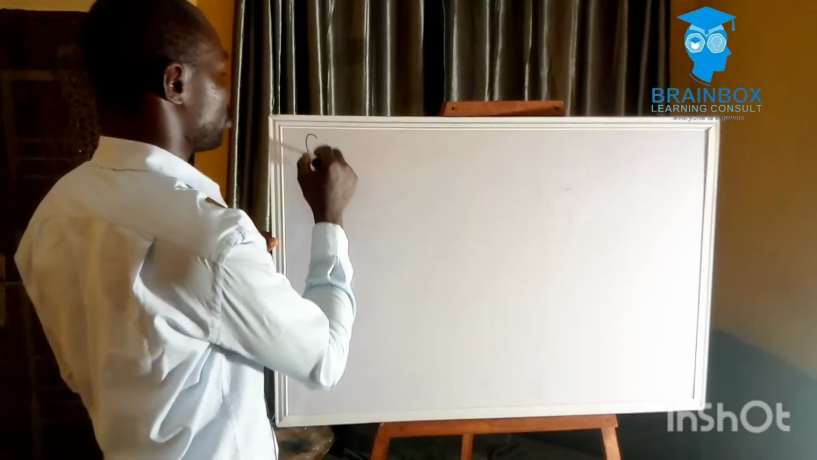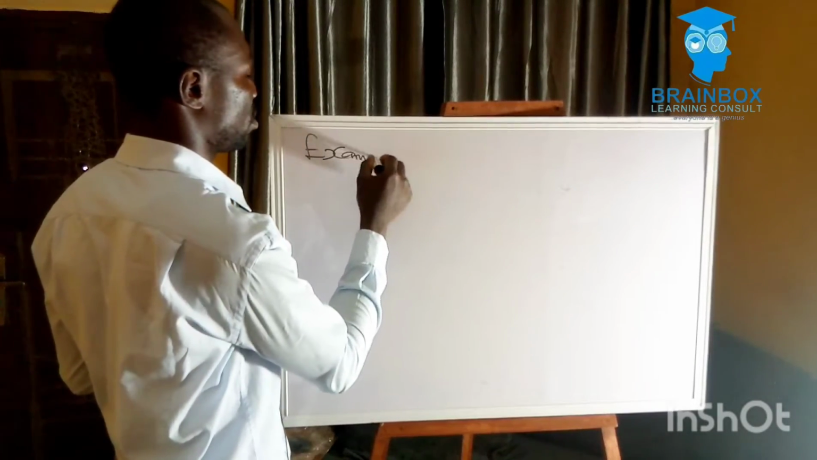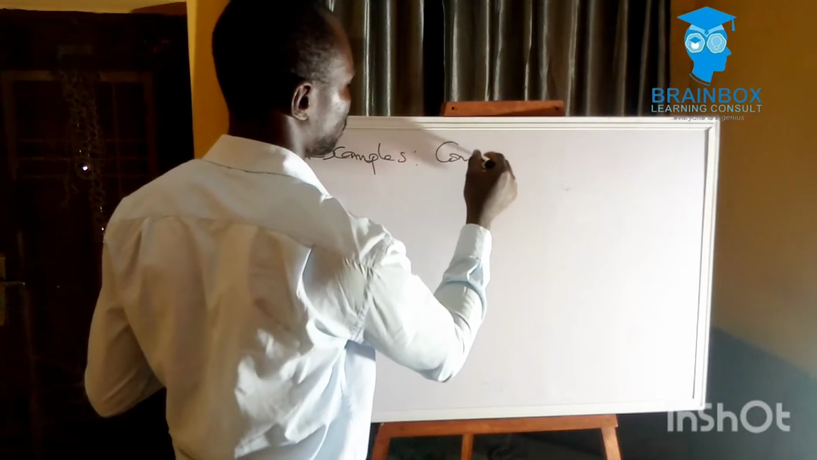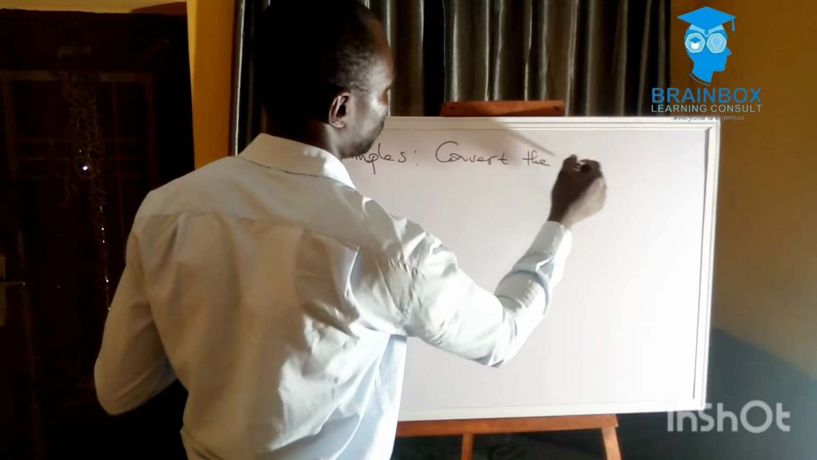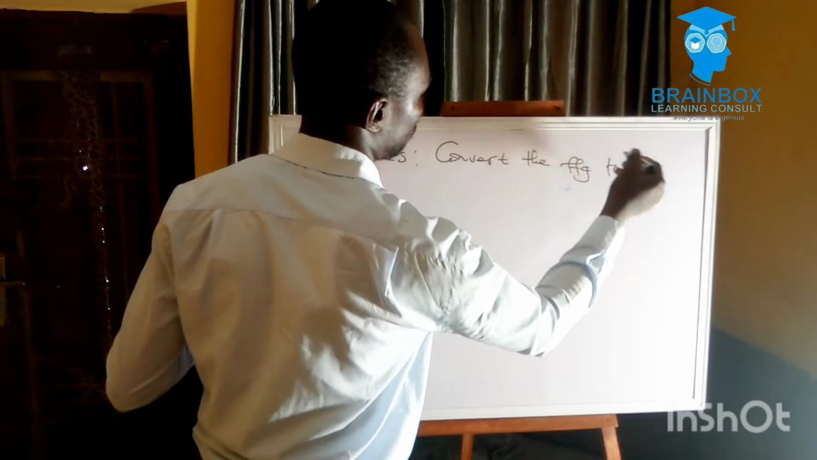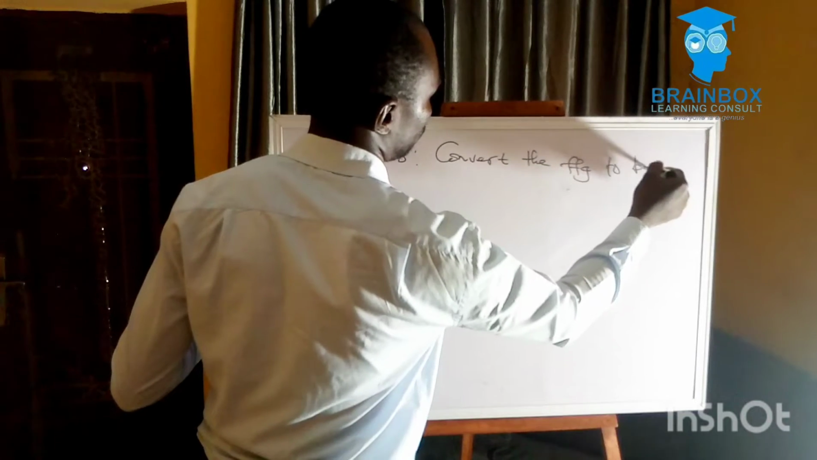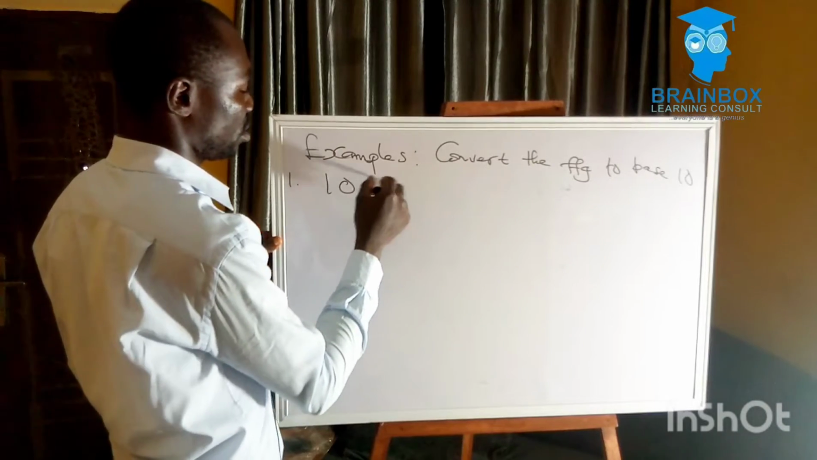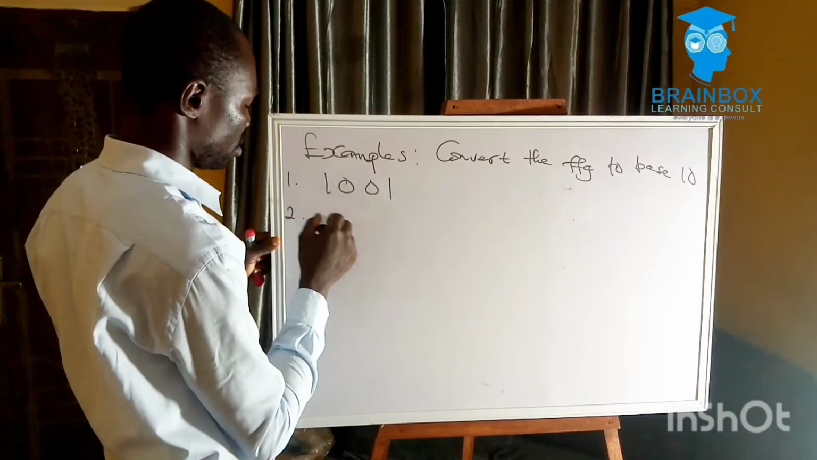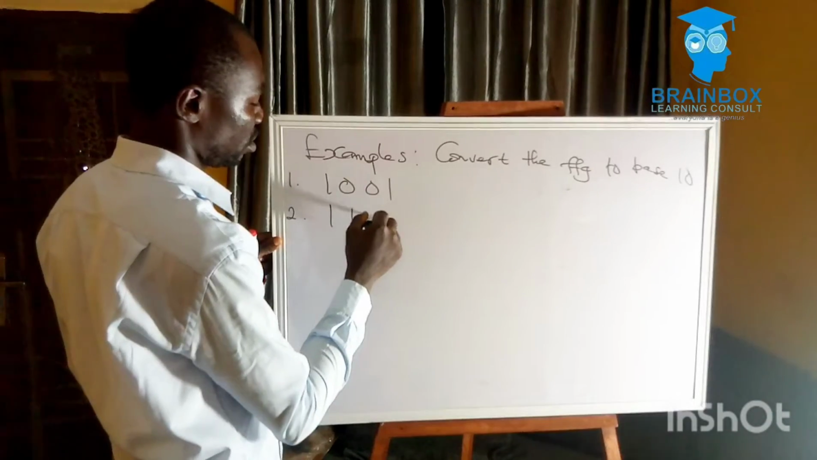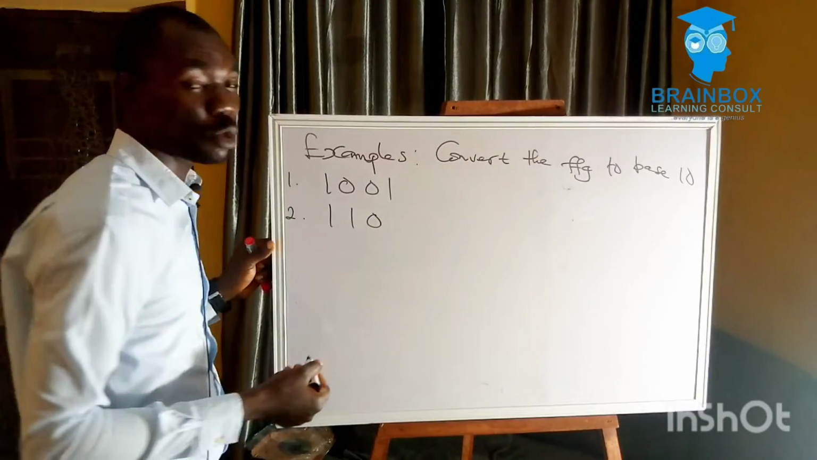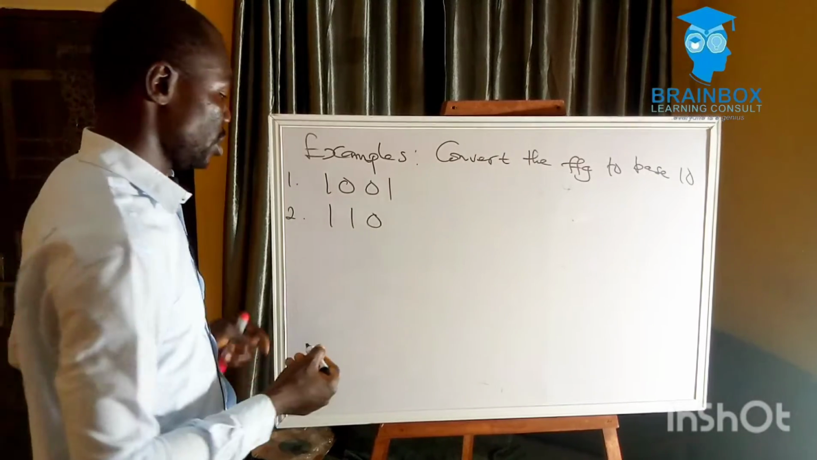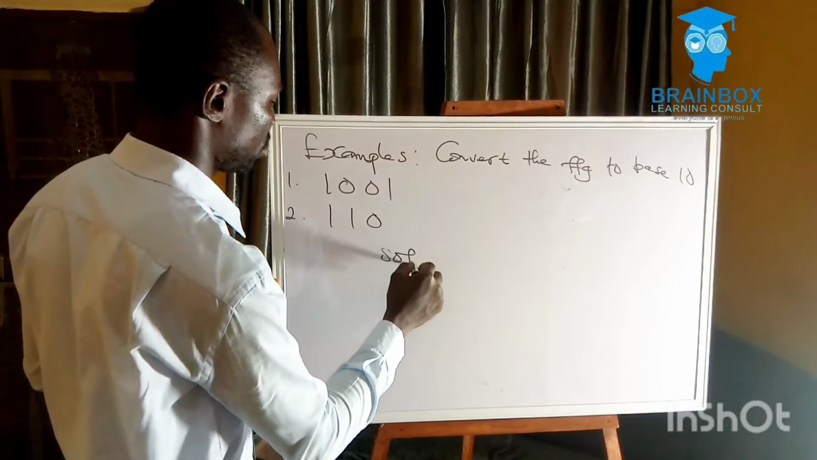So let's see this example. Let's say we want to convert the following to base 10. So let's say 0, 0, 1, 0, 1, 1, 0. All this we want to convert them to base 10. So let's see how possible that will be. So that's the solution.